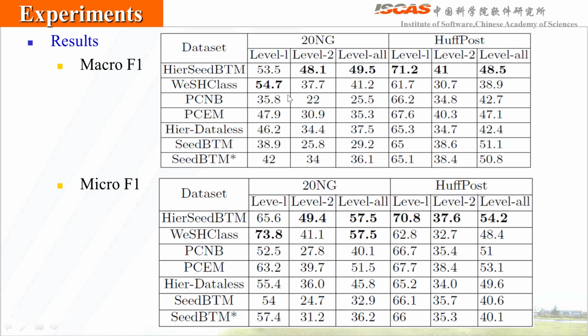This page shows the experiments of our model and the baseline models in 2 datasets. The best results in the table are highlighted in bold, and we can observe that hierarchical seed BTM performs better than almost all baseline models in 2 datasets. For WeSHClass, the pseudo-label documents are relatively noisy and the neural classifier cannot well distinguish short text due to the sparsity feature. So WeSHClass gets poorer performance in HuffPost than the generative models.